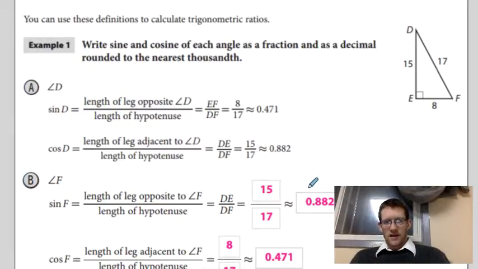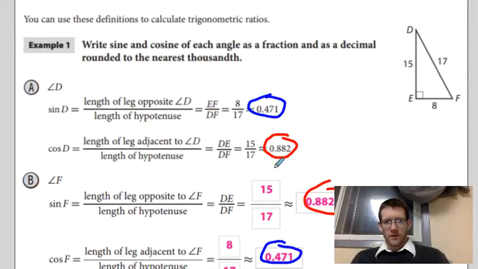For the sine of angle F, we found 0.882, and for the cosine of angle F, we found 0.471. Well, that's kind of weird. These two values are the same. In addition, these two values are the same. So why is that? Let's double check this. The sine of angle D, so this angle here, is equal to the cosine of angle F.